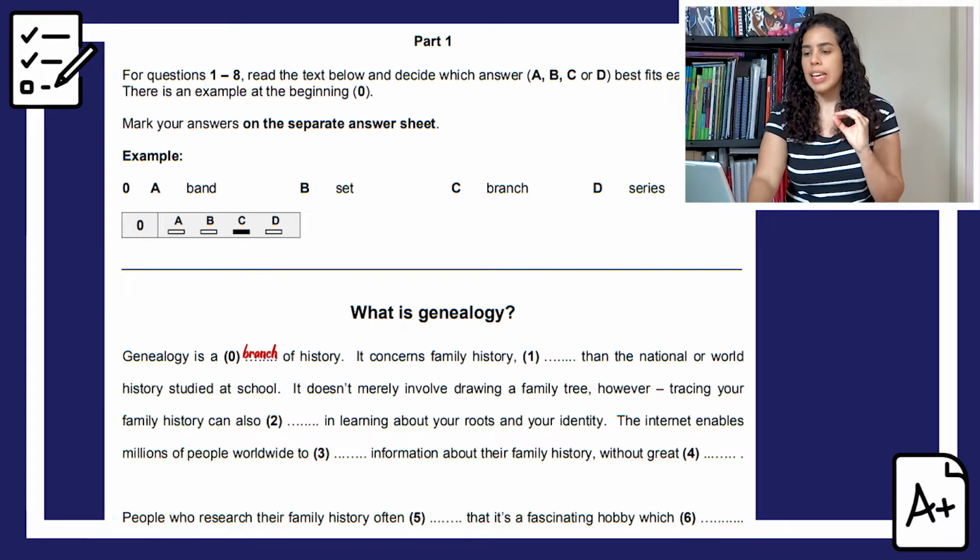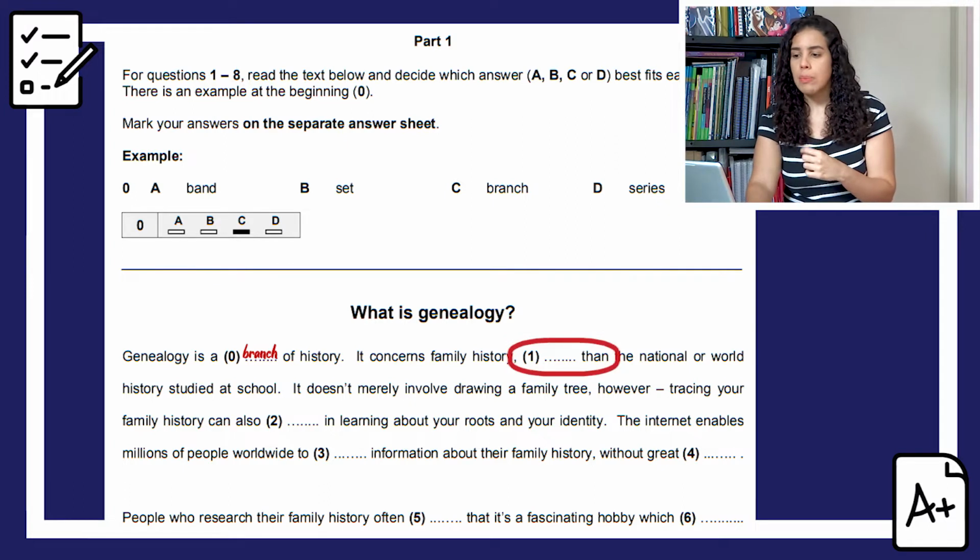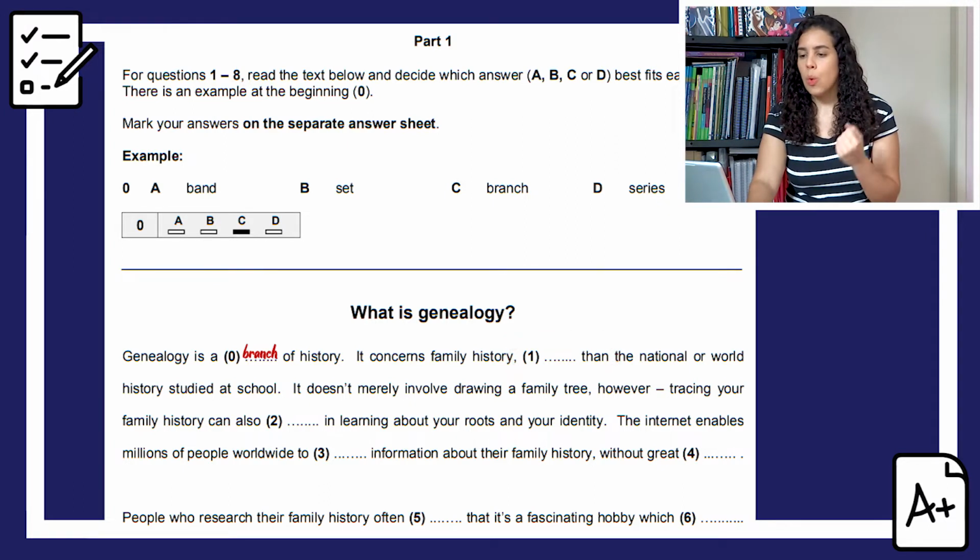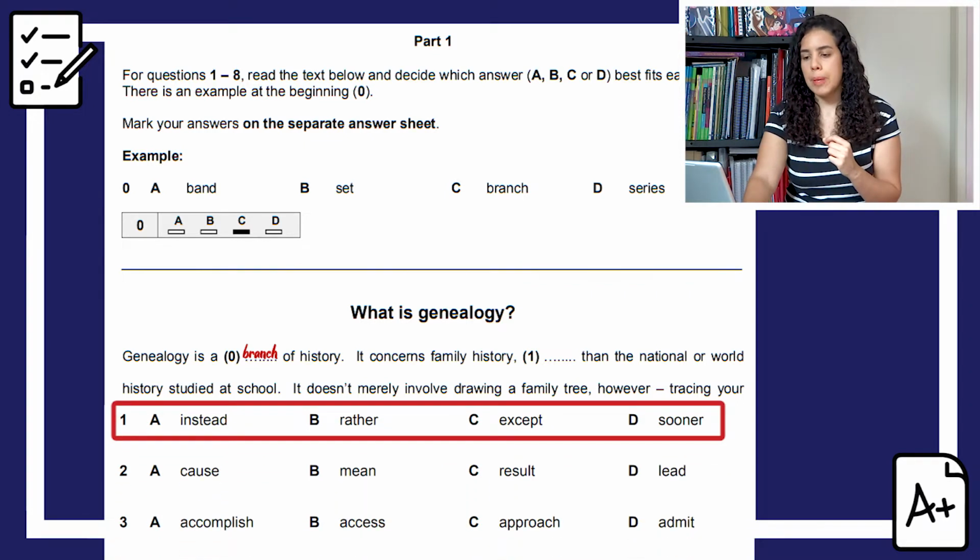Now let's go to number 1. It concerns family history, blank, the national or world history studied at school. Well, what can we put here to fill in this gap? We could predict an option based on the word then. So we can expect here a comparison, right? It is a possibility. Let's see the alternatives first. 1. A. Instead. B. Rather. C. Except. D. Sooner. As you can see, most of them might fit, right?